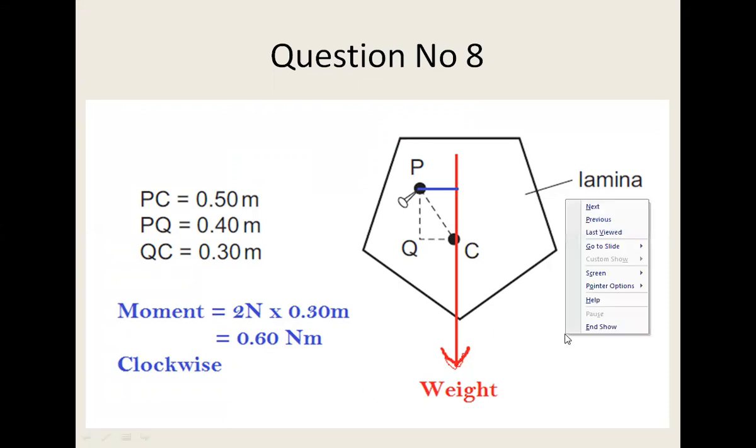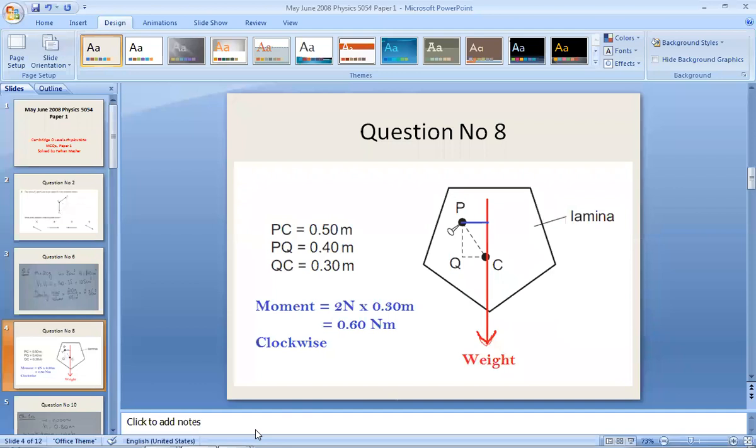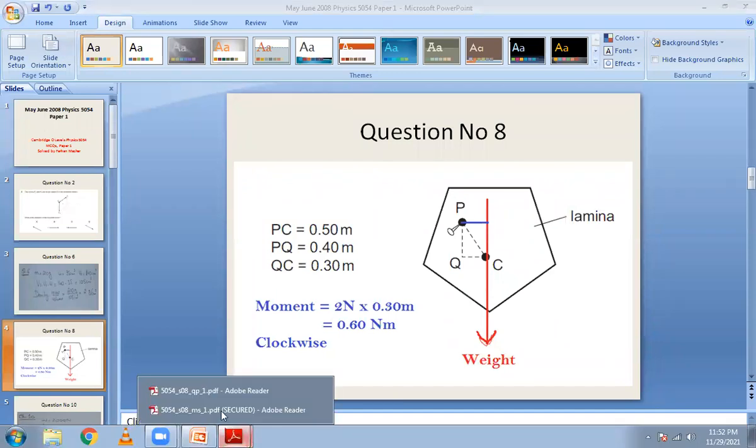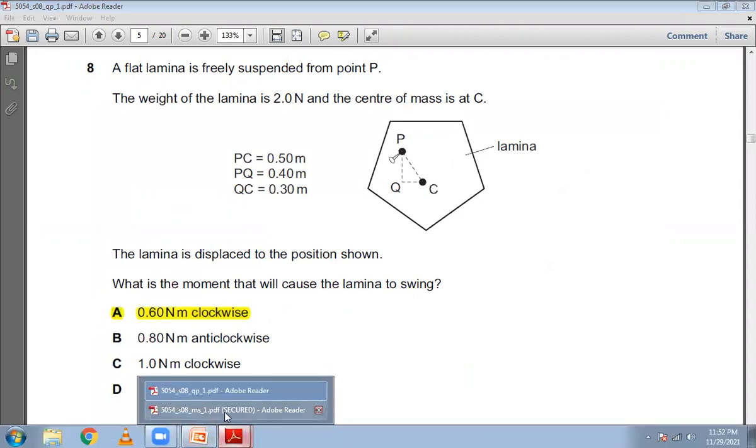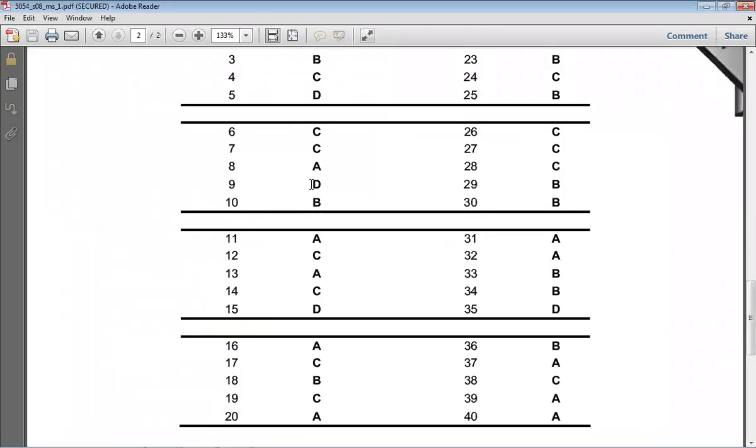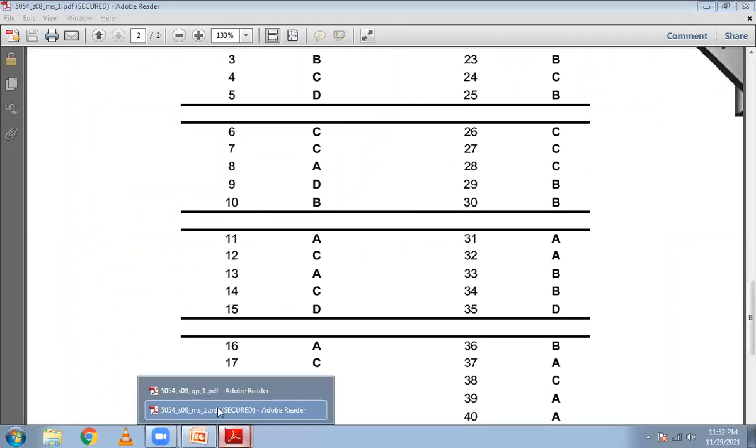So let's check if our answer is right or not. 0.60 Newton meter clockwise. So we think that A is the right option. So let's check. Question number 8. A is the right option. So hopefully you understand the question.